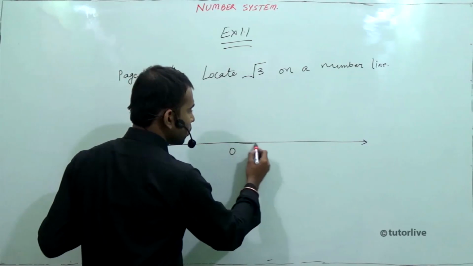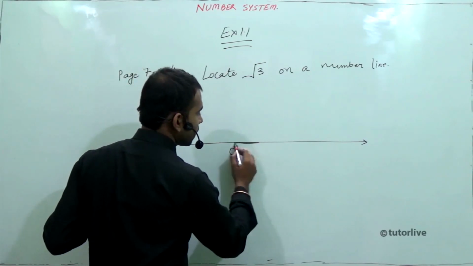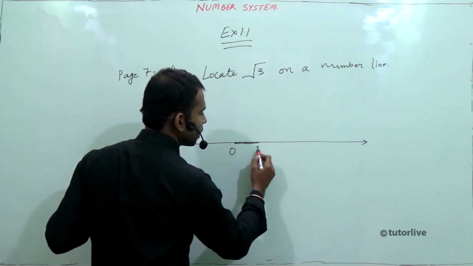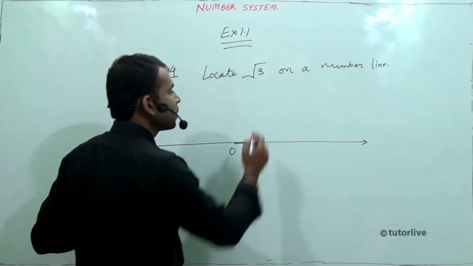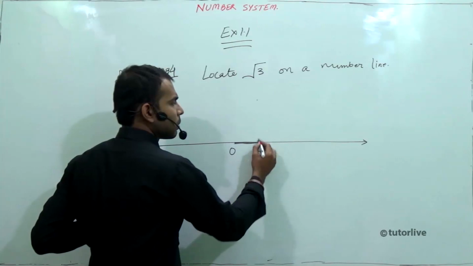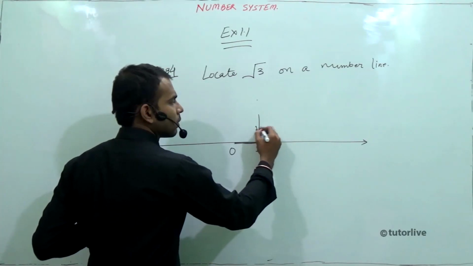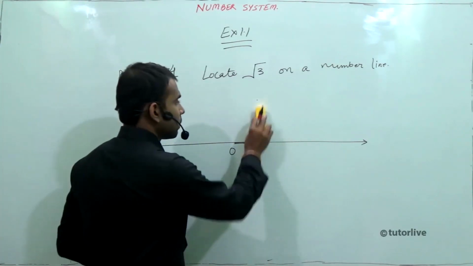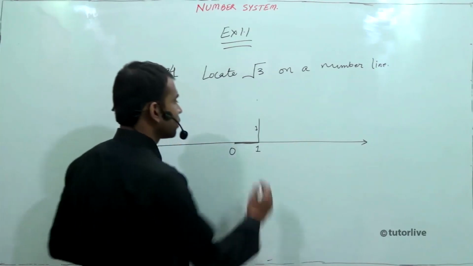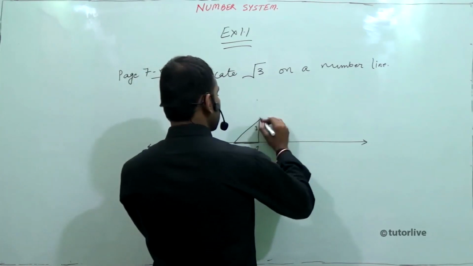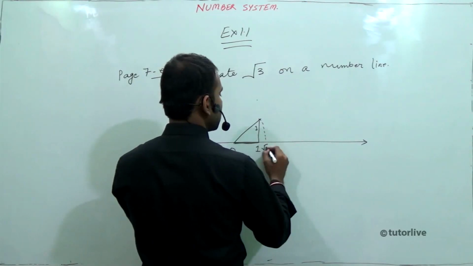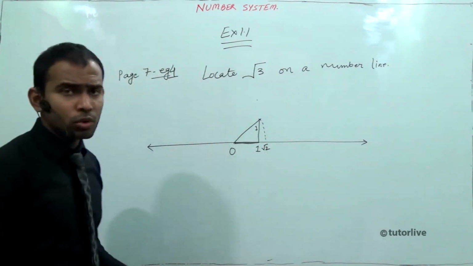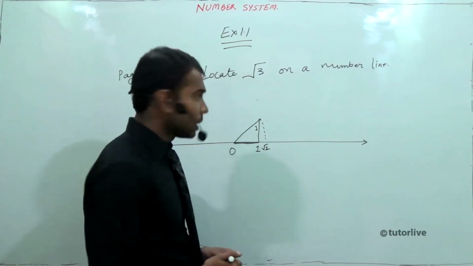Now 0 to 1, we'll draw a line 0 to 1. This is 1 unit, 1 centimeter line. With the help of a ruler scale, we took 1 centimeter. Marking 90 degrees, we are making 1 unit on this side. Right? This is a little bit shorter. This is 1 unit on this side. Joining these 2 points, that becomes your root 2 point. But we don't need root 2, we need root 3.